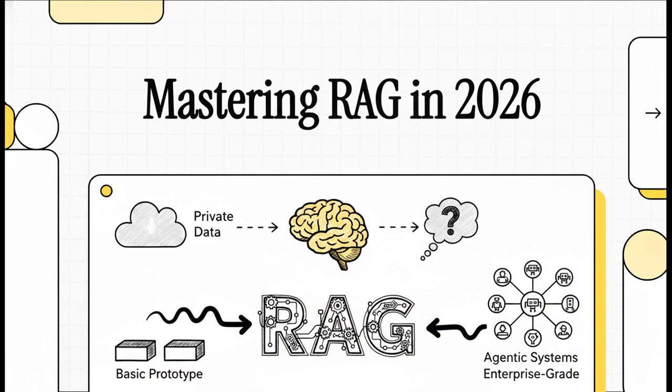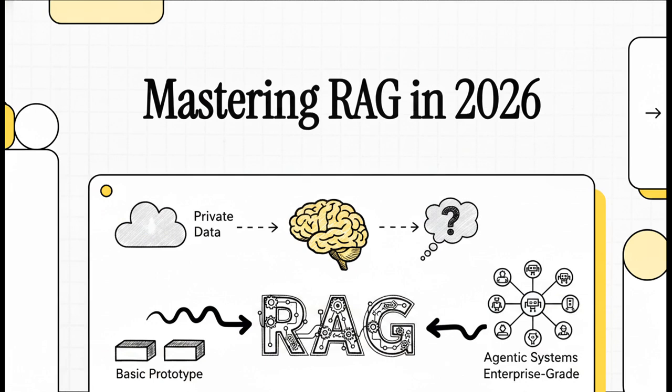If you've been paying any attention to the AI space lately, you and I both know that large language models are absolutely incredible. But they have a pretty fatal flaw. They hallucinate, and they definitely don't know your company's private data. Retrieval Augmented Generation, or RAG, was the huge breakthrough that fixed this by actually connecting AI to external knowledge bases.